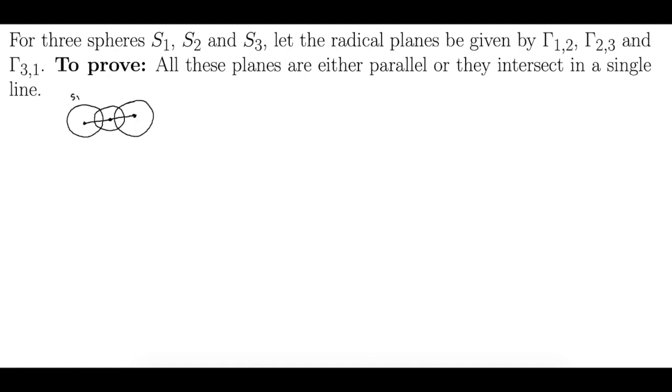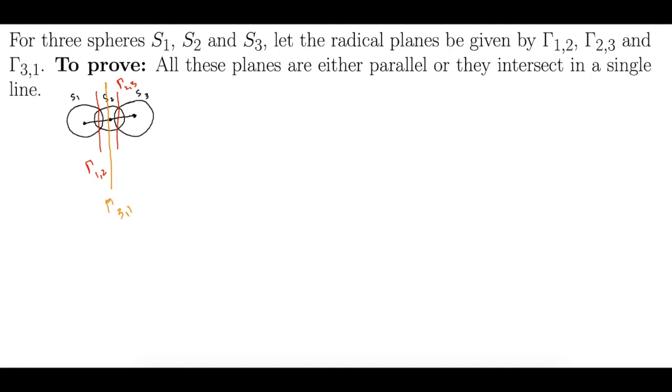So this is my S1, this is my S2, and I'm checking it in 2 dimensions here. So the plane for S2 and S3, if I see it in 2D, I see it like this. So this is gamma 2 3. This one is for gamma 1 2, and then maybe gamma 3 1, maybe somewhere here.